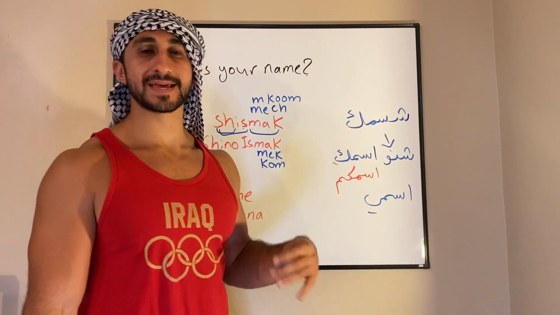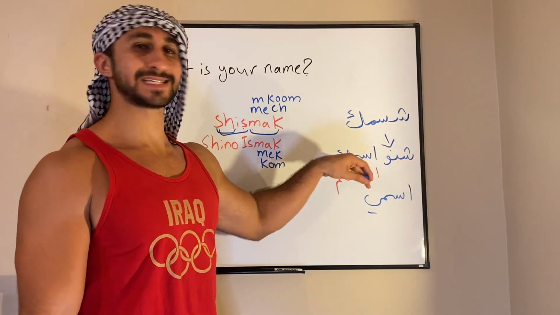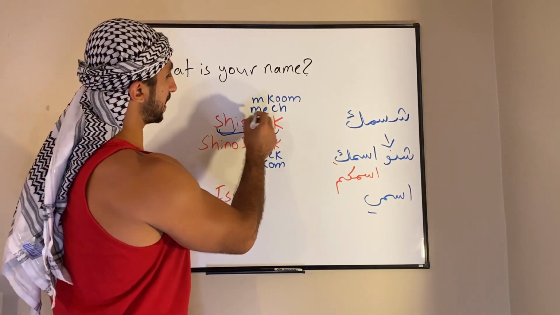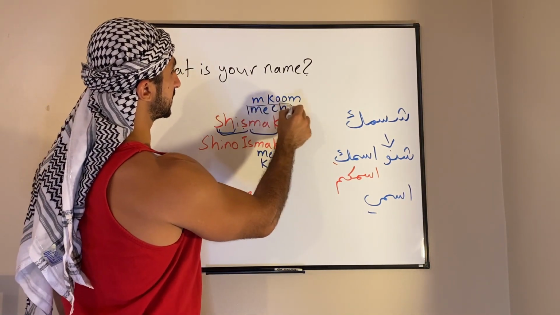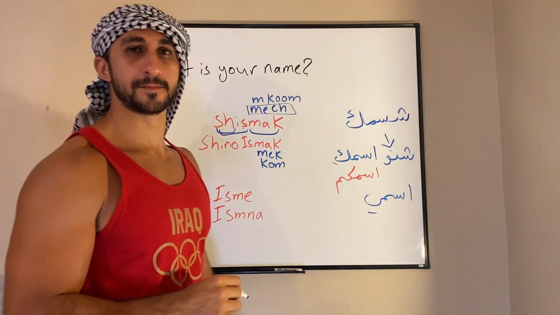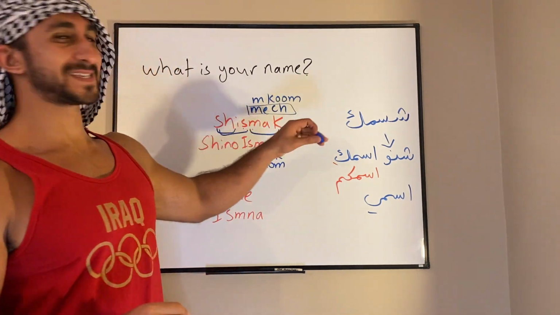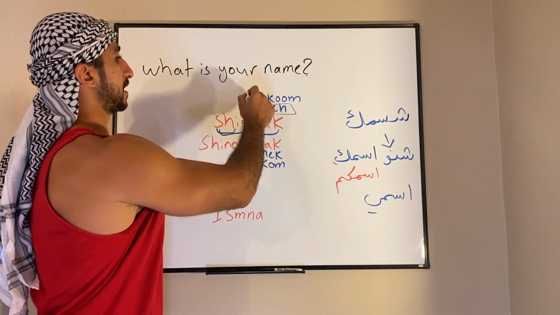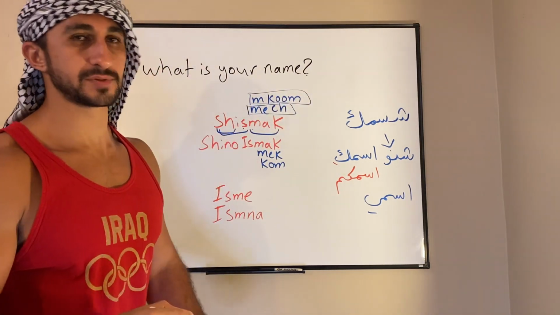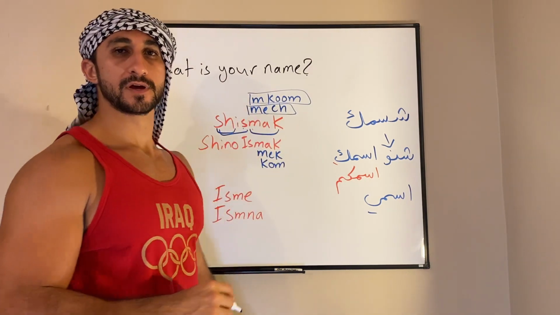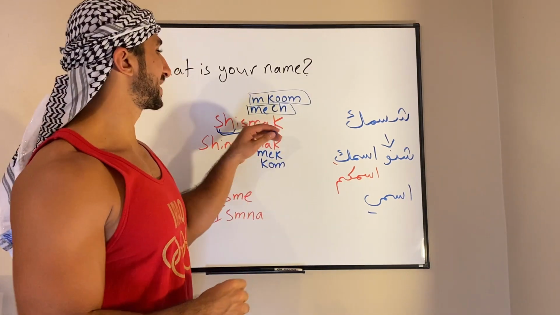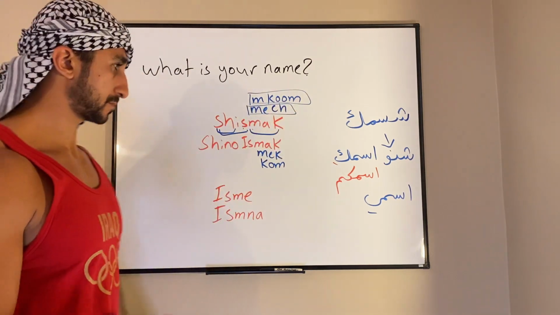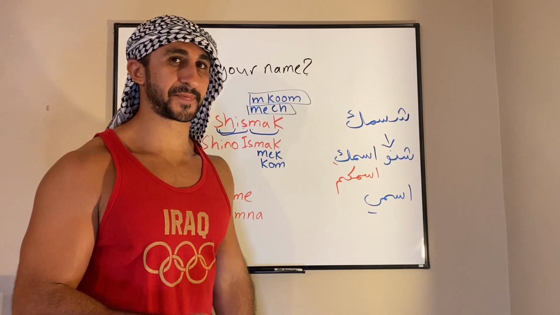Isim is name. So shinu ismek for a male, and if you want to say it for a female, you would change to ismich. So shismek, shismich. And if you want to ask plural, a bunch of people, their names, shisimkum. So shismek, shismich, shisimkum.